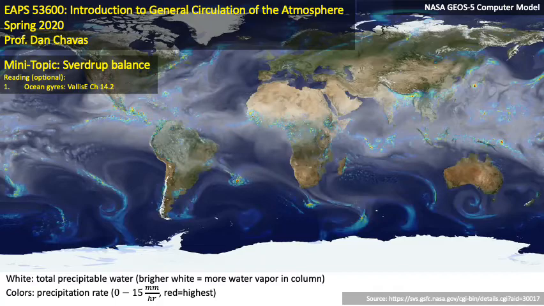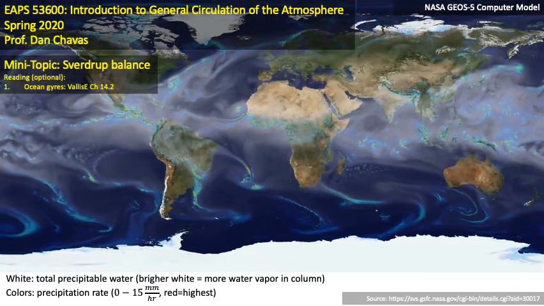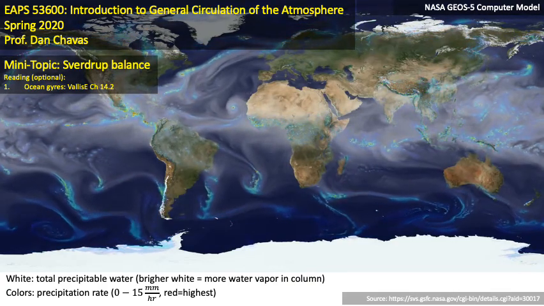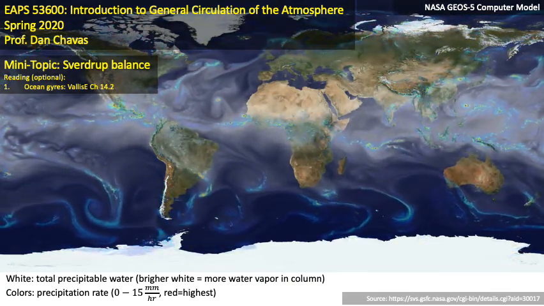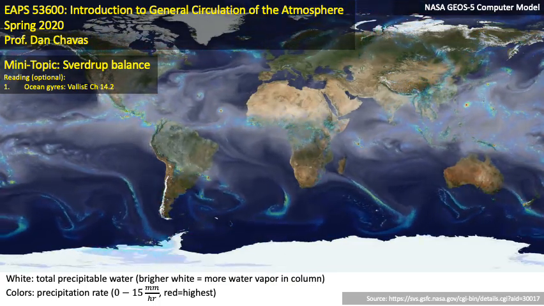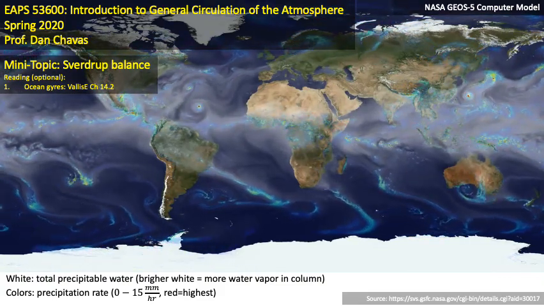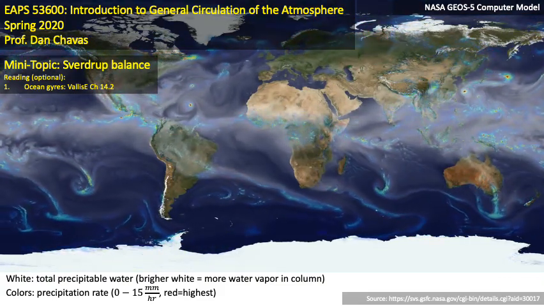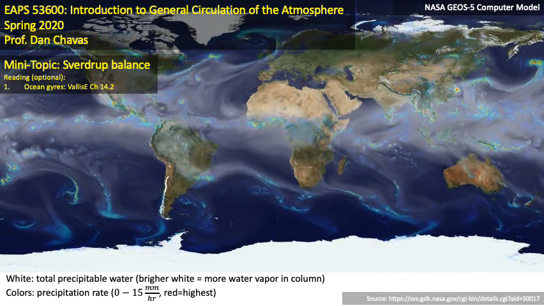Okay, the next mini topic we're going to talk about is something called Sverdrup balance. It's a totally different topic from what we just talked about, and there's optional reading here about ocean gyres. Sverdrup balance is something that's most generally discussed in the ocean literature, but it's actually important in the atmosphere. And I'm going to talk about it in one specific context.